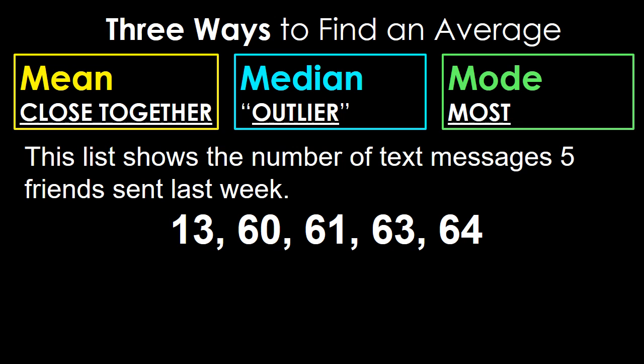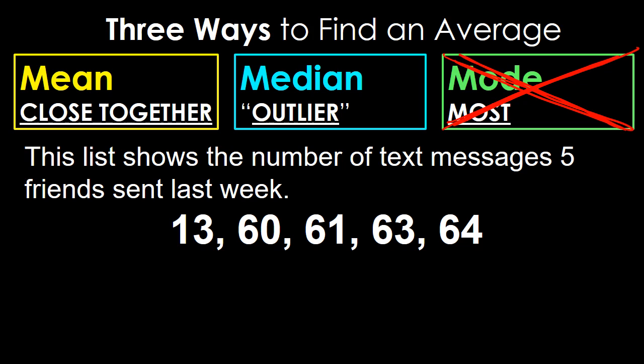Now let's take a look at some situations, and we need to figure out which measure of center is the best fit. This list shows the number of text messages 5 friends sent last week: 13, 60, 61, 63, and 64. Looking at these options, let's cross out mode, since we don't have any kind of yes or no survey or category. So it's a choice between mean or median.